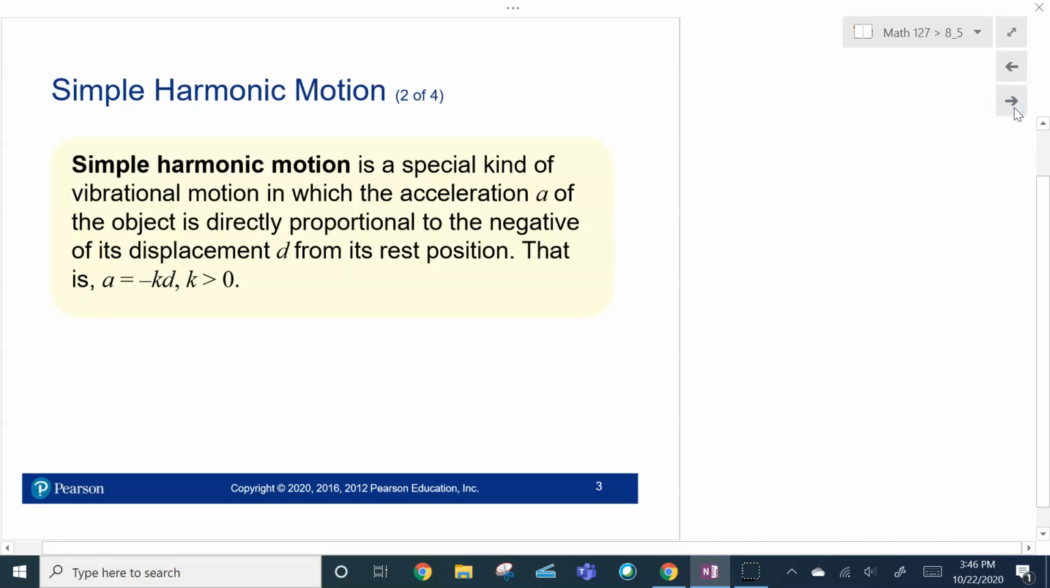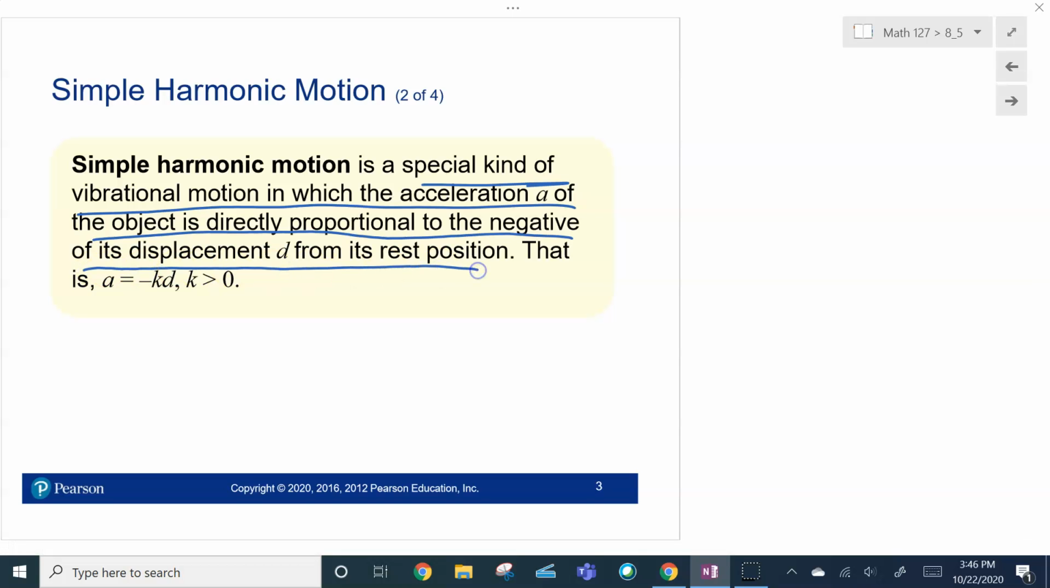We're going to build a model for an object in simple harmonic motion and analyze it. So simple harmonic motion is a special kind of vibrational motion in which the acceleration of the object is directly proportional to the negative of its displacement from its rest position. Let me give you an example.